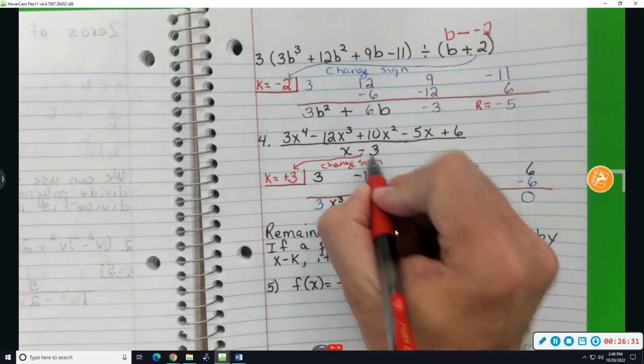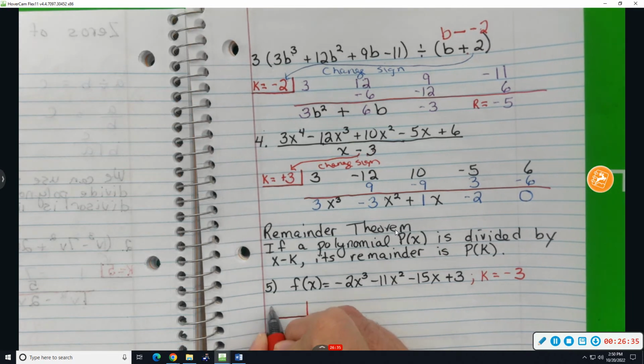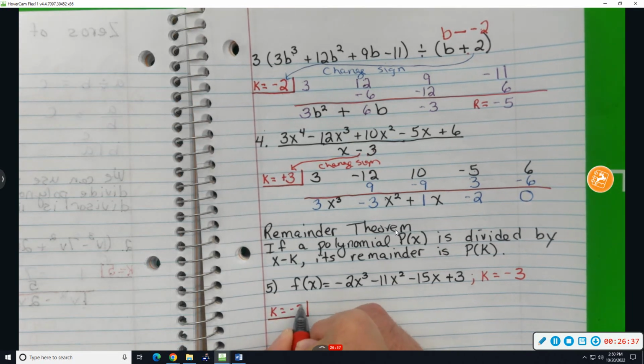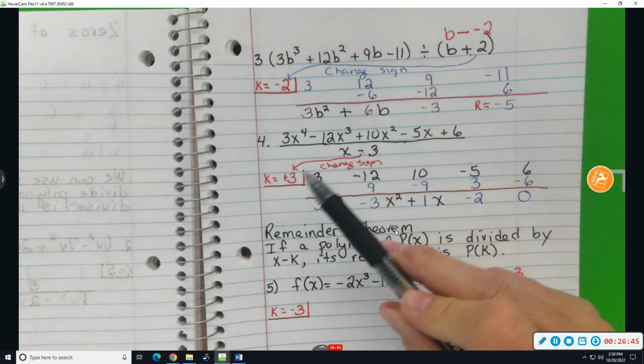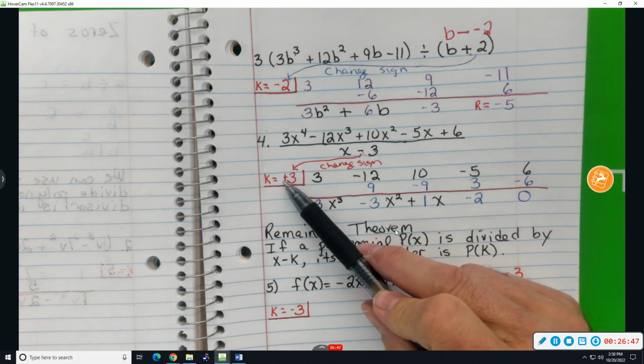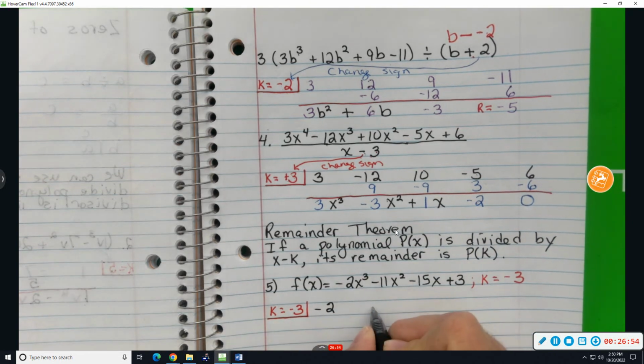So to set this up, I just write down k equals negative 3. I don't need to change the sign. You change the sign when they give you a divisor and you have to figure out what k equals. Okay? So, negative 2.